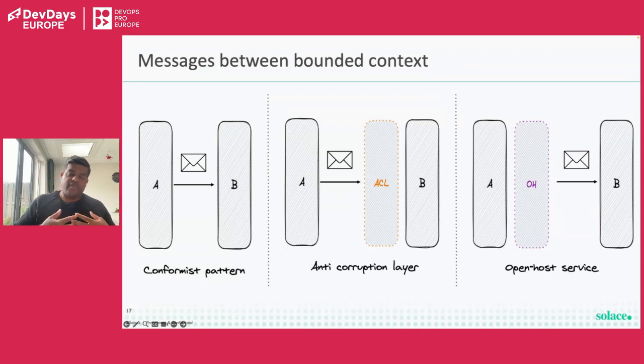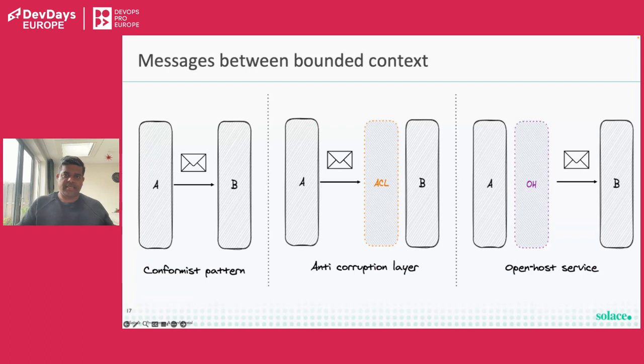Now, then you have the anti-corruption layer. So system B does not want to conform to the contract of system A. System B translates the data into a domain model that it can understand, and that translation is on its side, so system B's side.